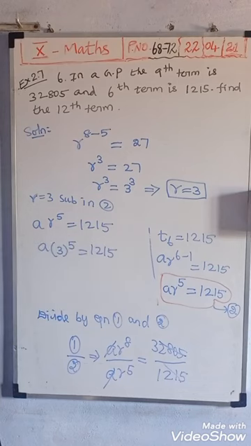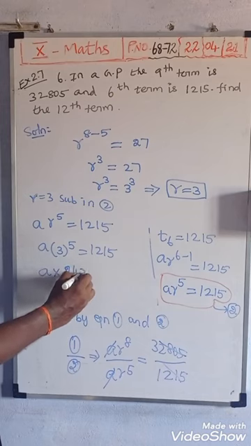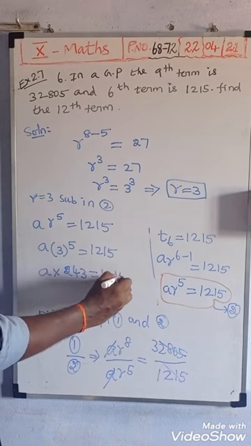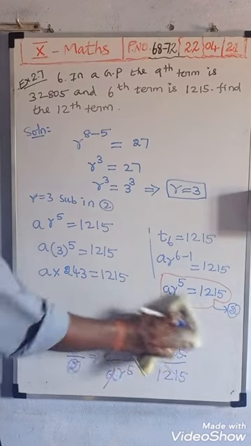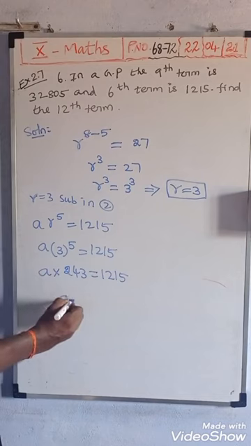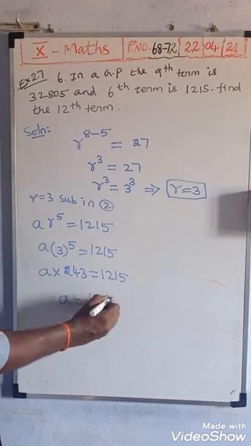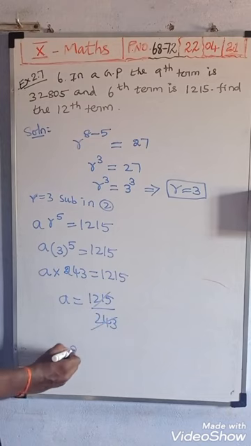Okay, now 3 power 5 value we will receive, a into 243 is equal to 1215. Now this 243 will go down, so you should divide, means a is equal to 1215 divided by 243. You should cancel this. We will receive the answer, a is equal to 5.